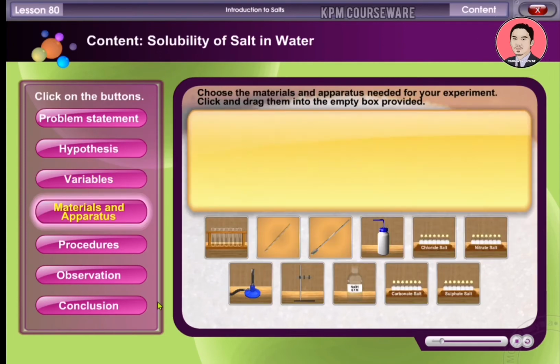Choose the materials and apparatus needed for your experiment. Click and drag them into the empty box provided. Click on the Check button when you have finished.